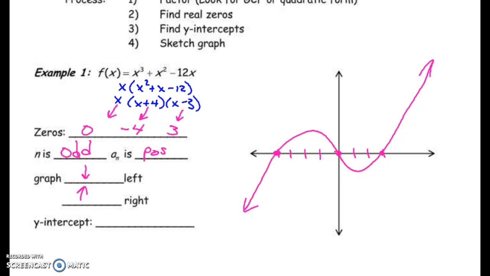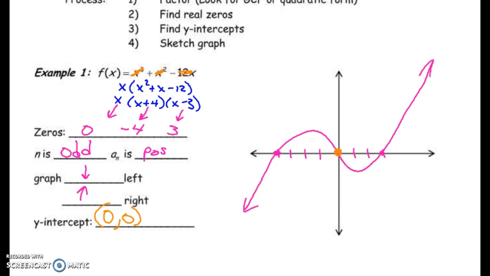Y-intercept, well, y-intercept just means that's gone, that's gone, that's gone. Obviously, here is the y-intercept, 0, 0. So there's your first problem. In this course, we're not worried about how high this maximum is or how low this minimum is. We're not going to worry about that in this course.